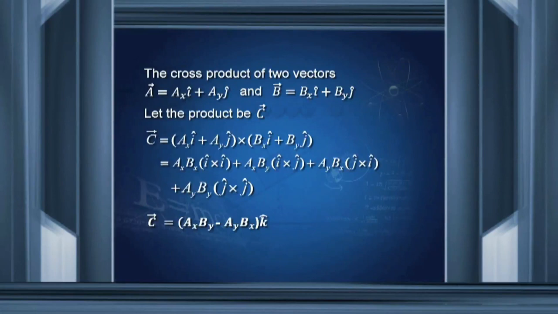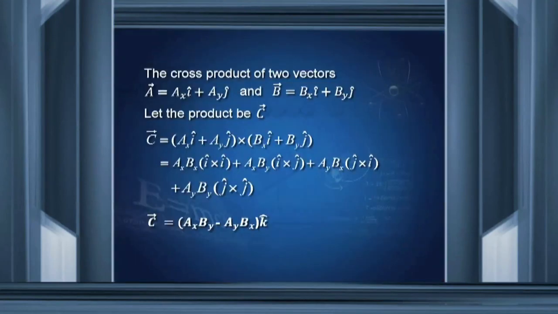Therefore, vector C is a x b y minus a y b x times k cap, where a x is the x component of A, b y is the y component of B, a y is the y component of A, and b x is the x component of B.